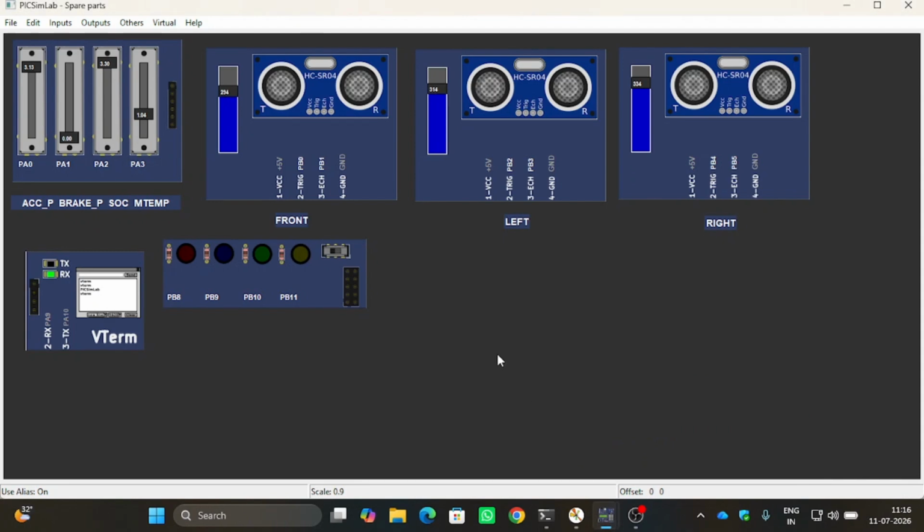Hello Emertxe, let's see the output of our internship. Here the acceleration is high, brake is 0, SOC is high, and temperature is at the middle. I've kept other values high. Let's see the output.